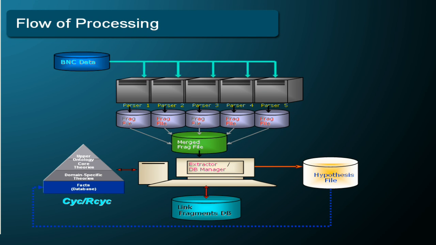BURC processes the text of the British National Corpus Database, using the output of the CMU link grammar parser distributed across a small cluster of computers. The fragments are then merged and placed in a database, and then analyzed using Psych's existing knowledge to generate new hypotheses that are in a format that can be included back into the Psych KB.